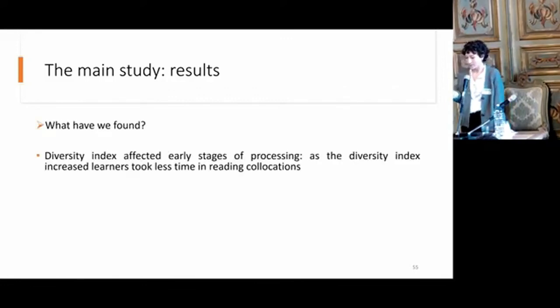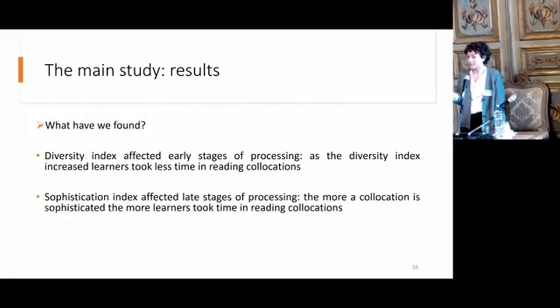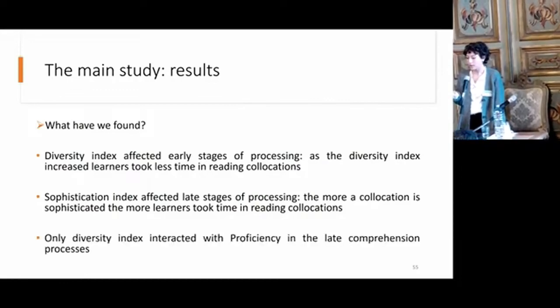The results show to us that diversity index affected early stages of processing. So during the early comprehension processes, learners took less time in reading collocations as their diversity index increased. On the contrary, sophistication index affected only late stages of processing. So in the late comprehension processes, learners took more time in reading more sophisticated collocations compared to the less sophisticated collocations. And we found a significant interaction only between the diversity index and the proficiency of learners in the late comprehension processes. On the contrary, sophistication index did not interact with proficiency.